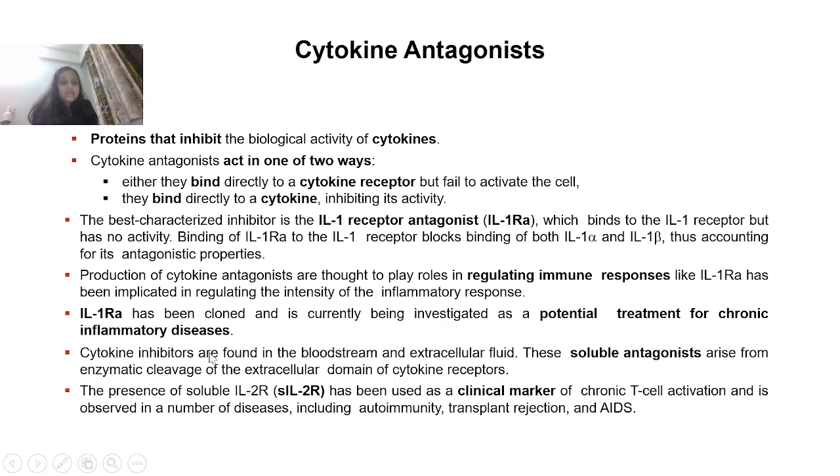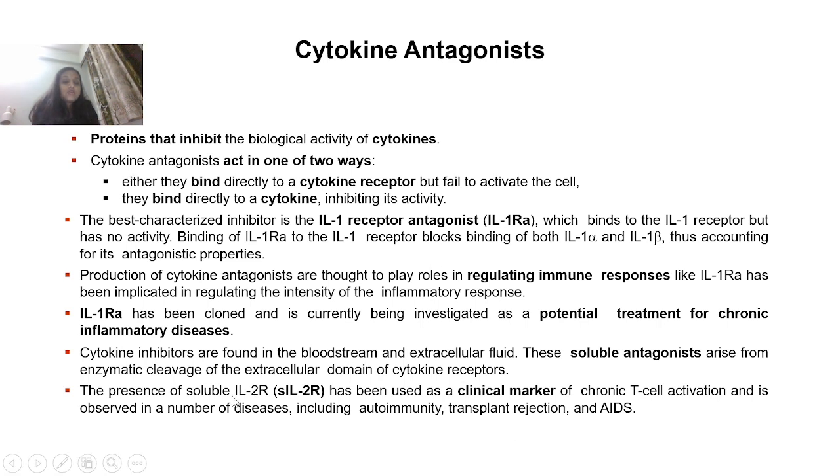So cytokine inhibitors are found in the bloodstream and extracellular fluid. These soluble antagonists arise from enzymatic cleavage of the extracellular domain of the cytokine receptor. So these inhibitors and antagonists are found in the extracellular fluid or bloodstream. These antagonists arise from the enzymatic cleavage of the extracellular domain of the cytokine receptors.